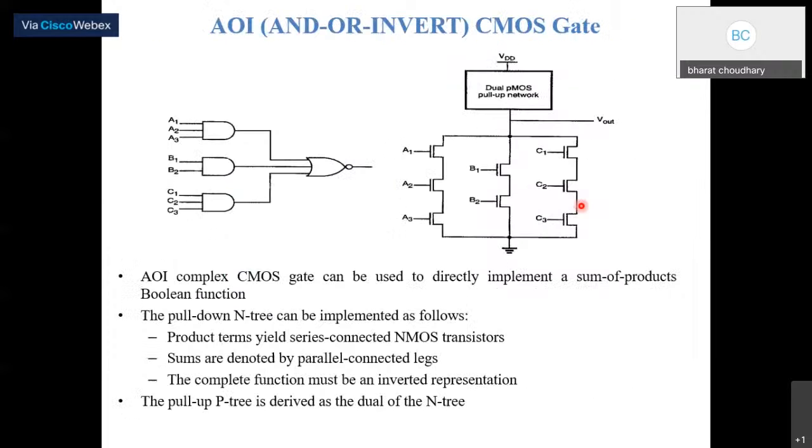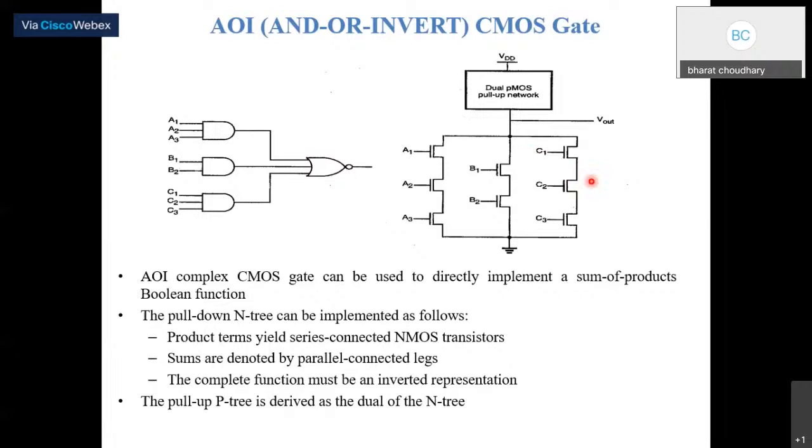And this is the AND OR inverter CMOS gate. AND OR inverter complex CMOS gates can be used to directly implement a sum of products Boolean function. This pull down AND tree can be implemented as follows. These are the AND operations of A1, A2, A3 and B1, B2, and C1, C2, C3, and the parallel combination will give the OR operation. So this is the AND OR invert CMOS gate.